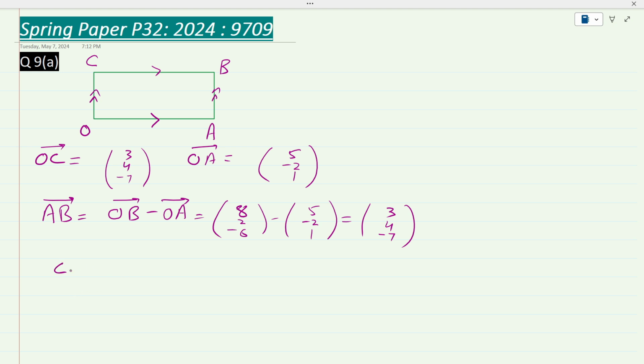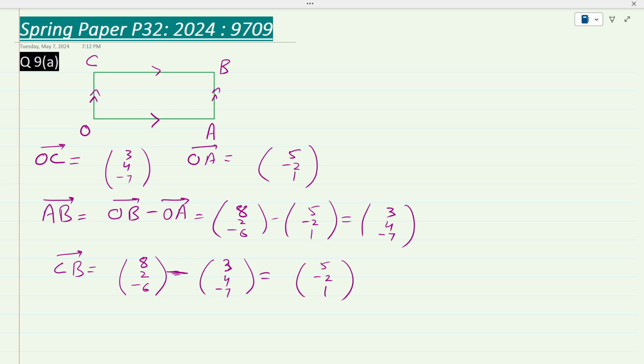Similarly, let's find the CB vector. CB vector would be OB minus OC. So OB is the same 8, 2, minus 6, and minus OC, 3, 4, and minus 7. So after subtracting, we have 5, minus 2 and 1.